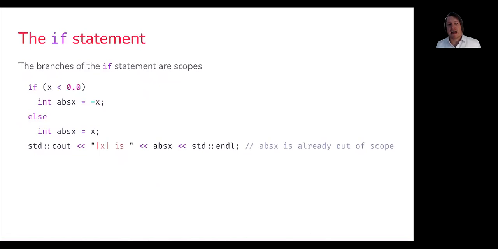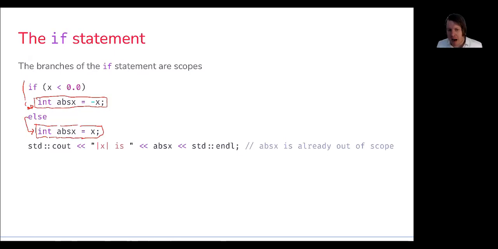Another thing to keep in mind is that the branches of the if statements are scopes. So here's a simple computation of an absolute value. If x is less than 0, let's go ahead and make it positive by negating. In this case, absX only has meaning within the scope of this if statement. Likewise, for the else condition, absX only has scope within the else's simple statement that corresponds to it.